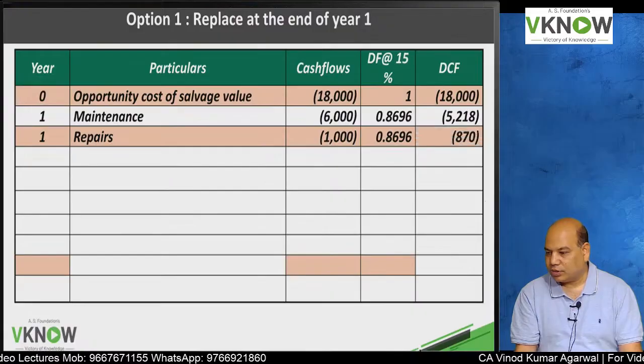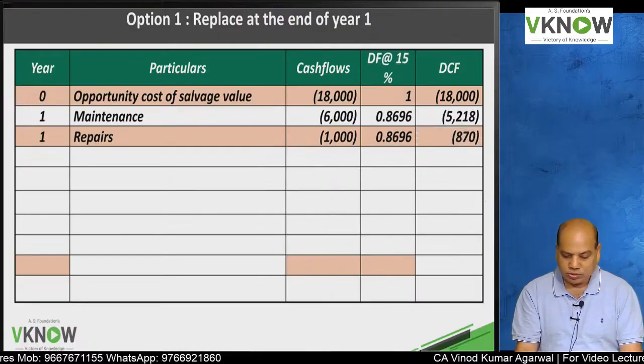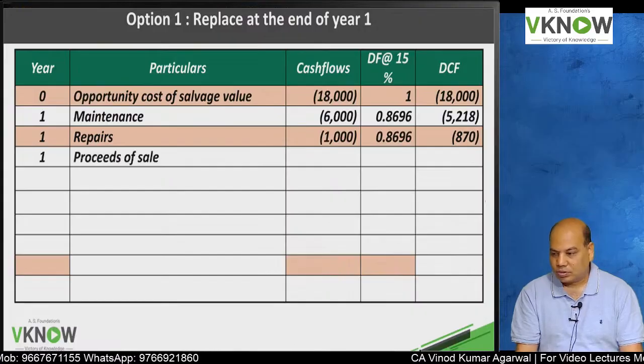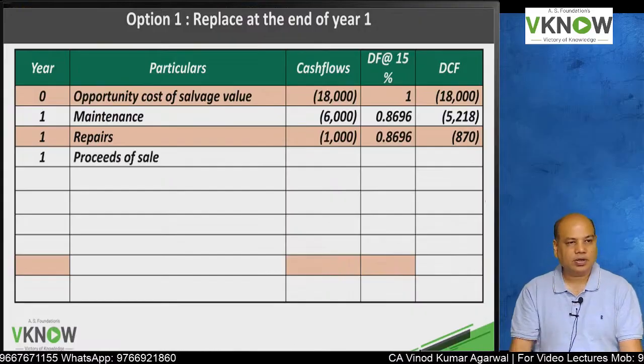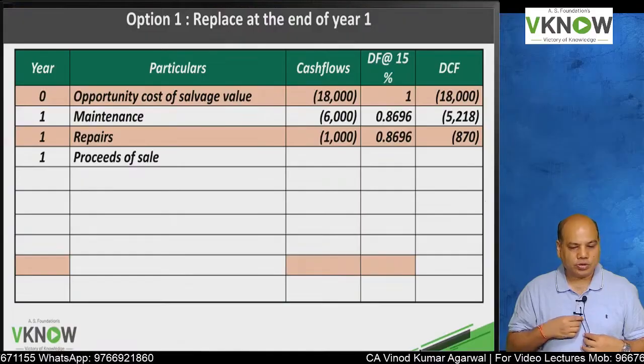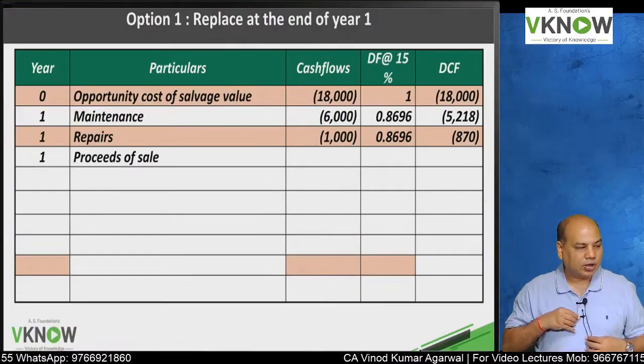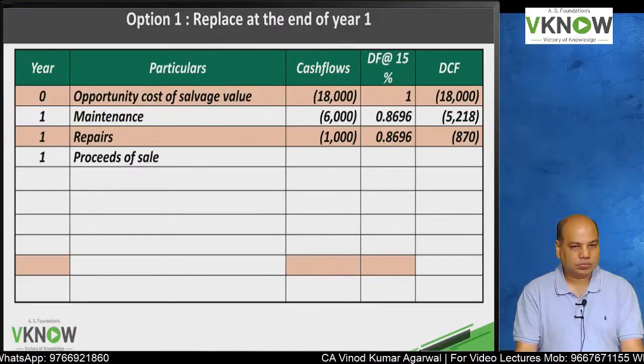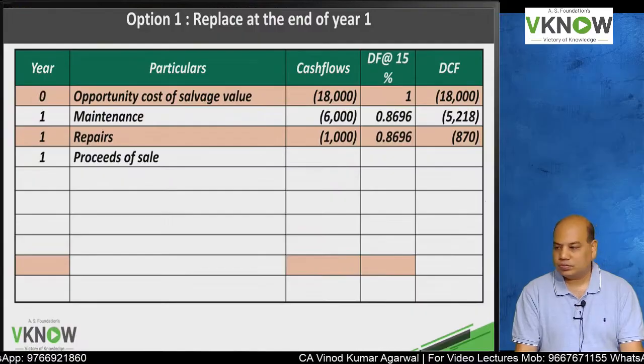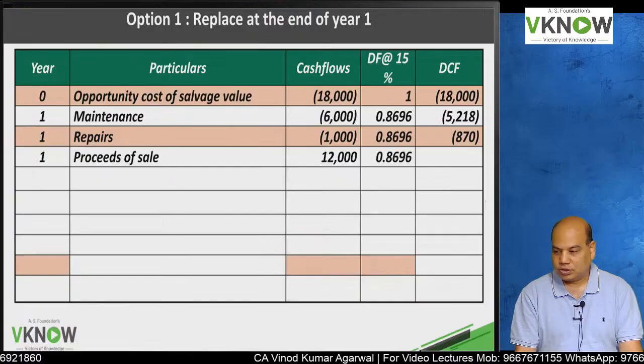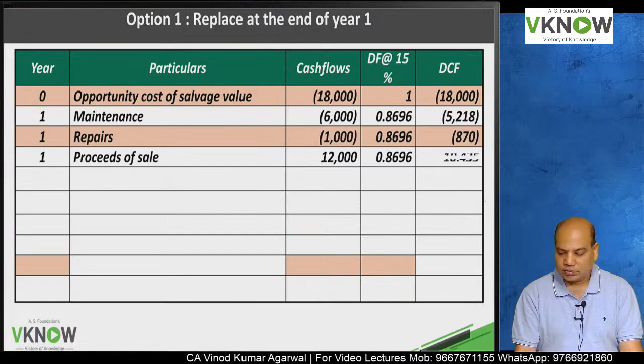Already present value we have computed 870. And now you are going to scrap it. Scrap value. How much is the scrap value? 12,000. Same factor. Solve please.